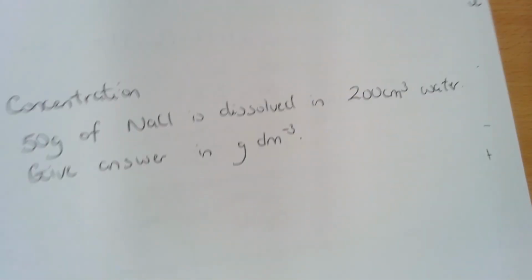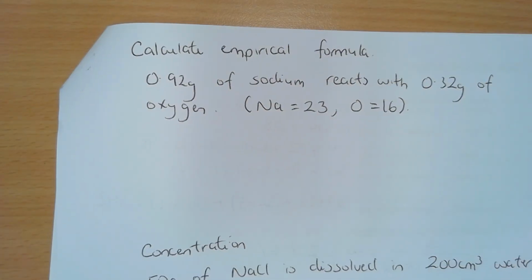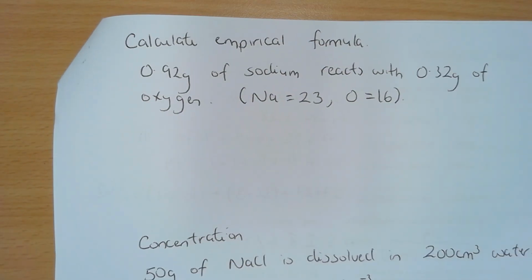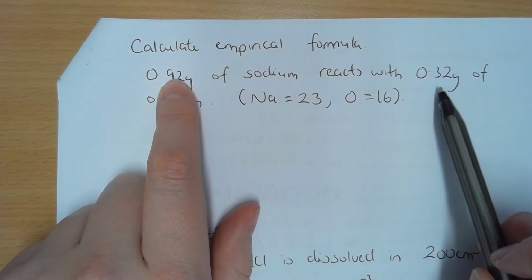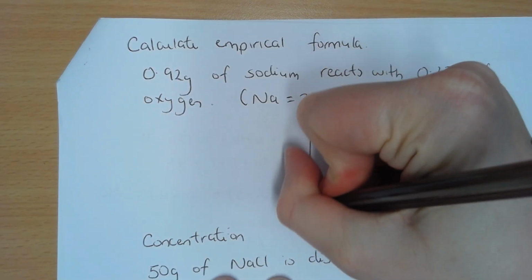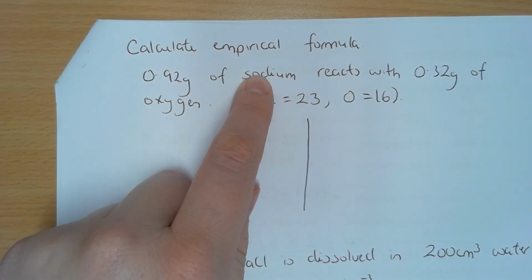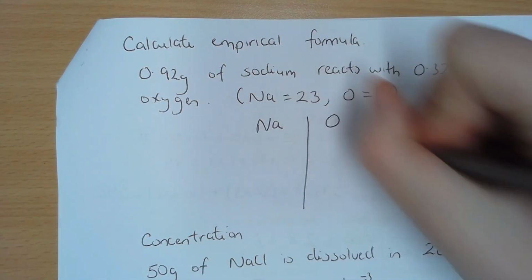The next is more empirical formula, but this time you've got a little calculation to do. They love asking this. They always ask this, okay? So calculate the empirical formula and they give you the mass of different elements. So I'm going to do this using a table, okay? Now they say I'm reacting sodium with oxygen. So in my table I'm going to put Na and I'm going to put O.